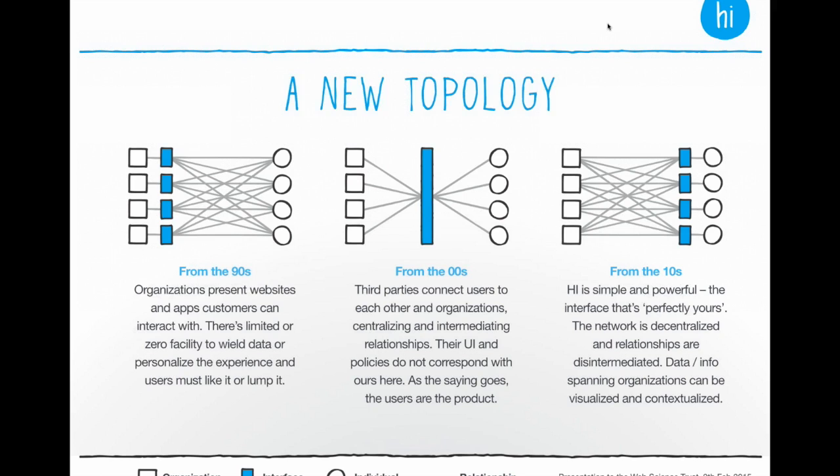So here you can see a transition of 3 topologies over 3 decades, if you like. So the squares are organizations, for want of a better word, or the machines that proxy for them. The blue is the interface sitting between the organizations, and the circles, the individuals, and the lines represent relationships. And since the 90s, organizations have been able to present websites and apps that customers can interact with. End of. Like it or lump it.